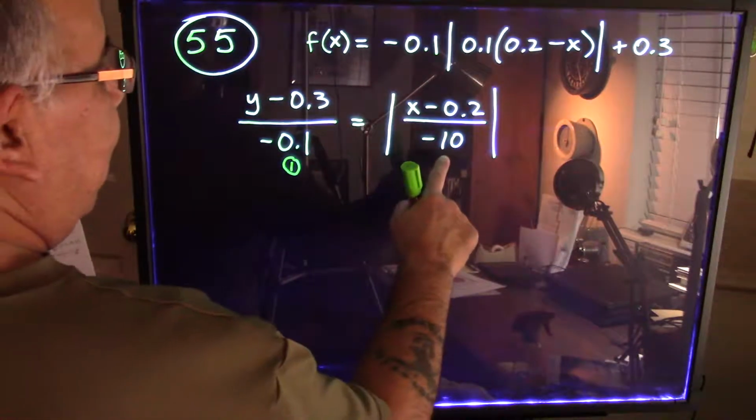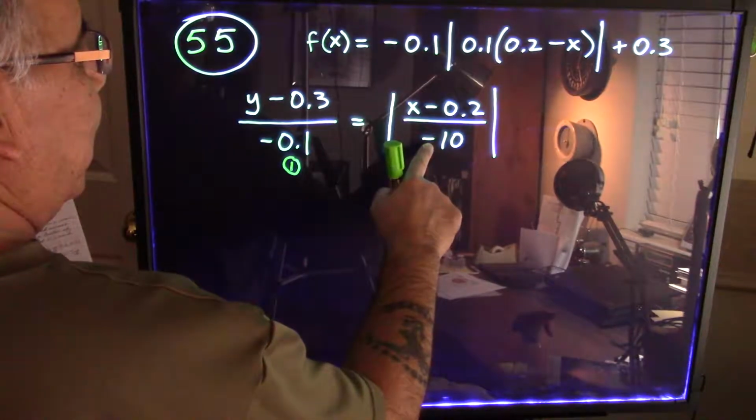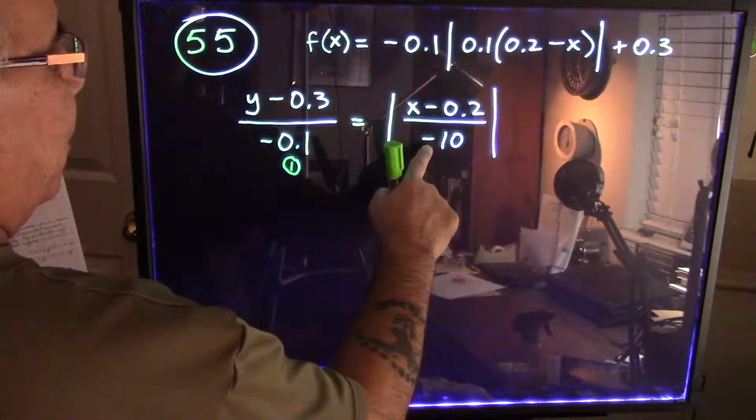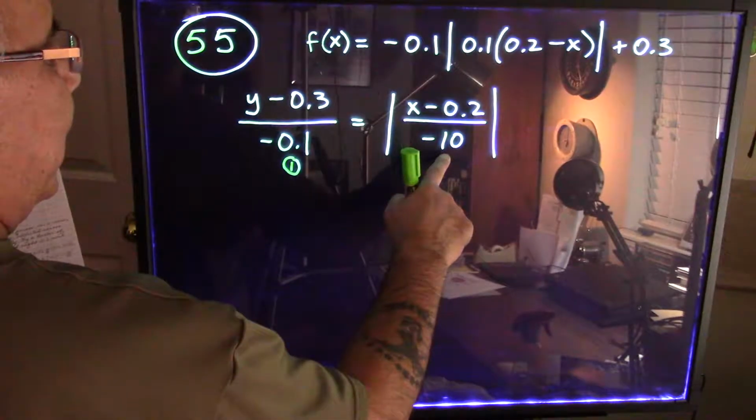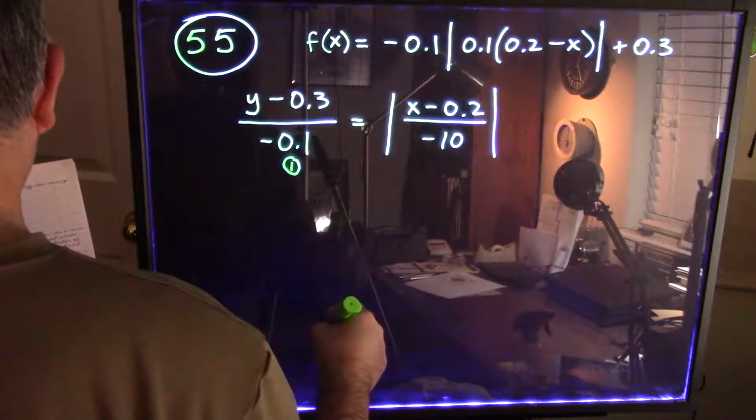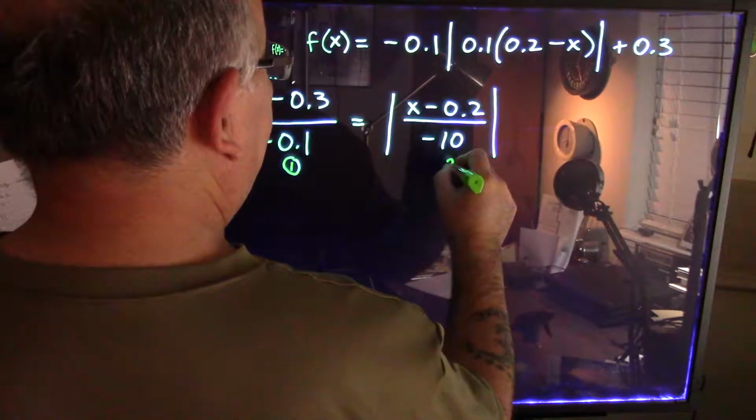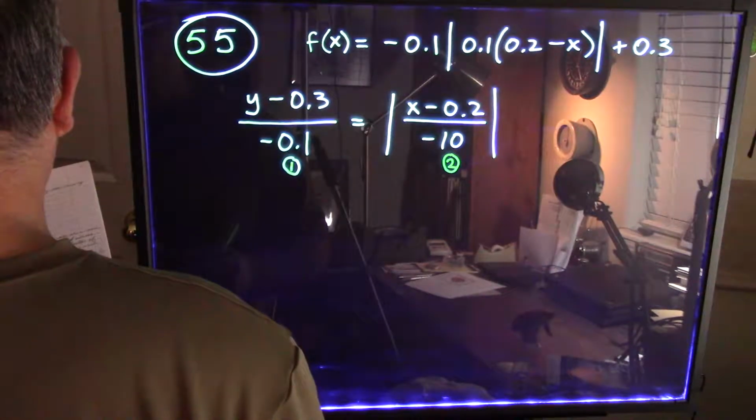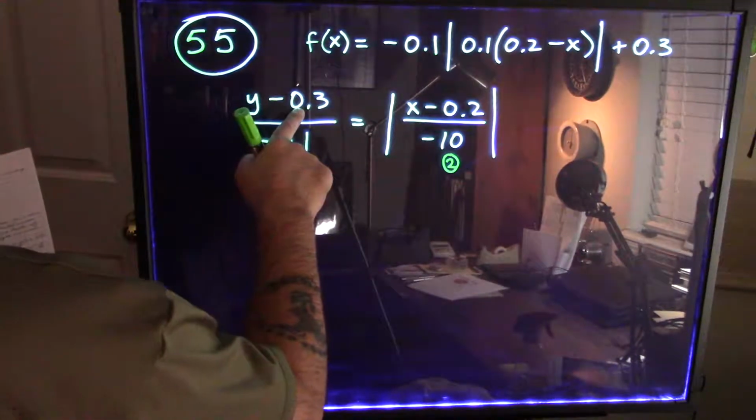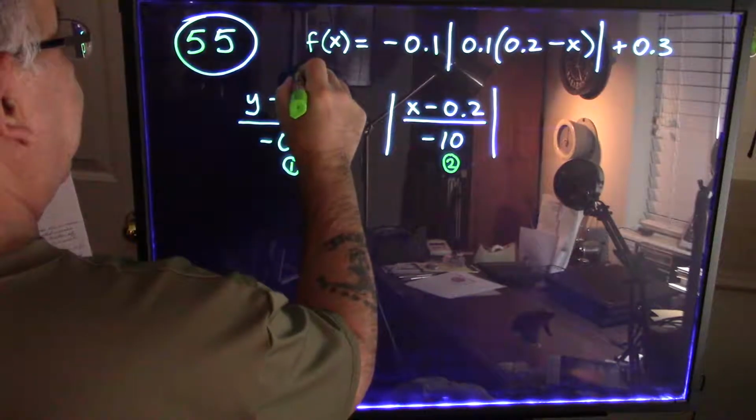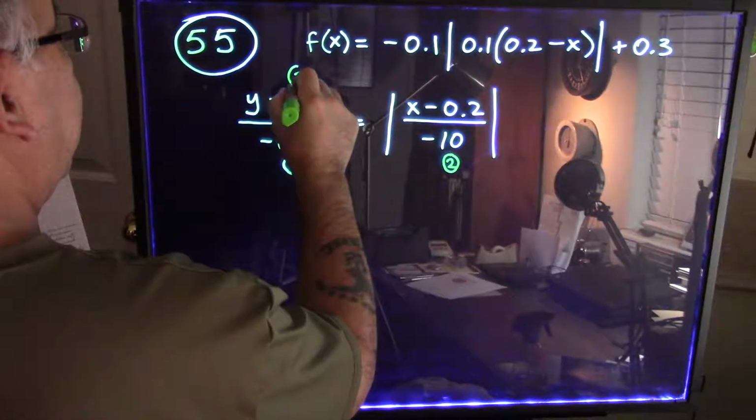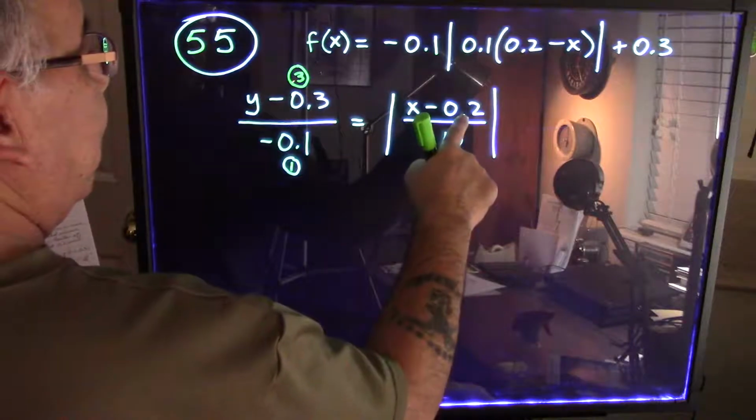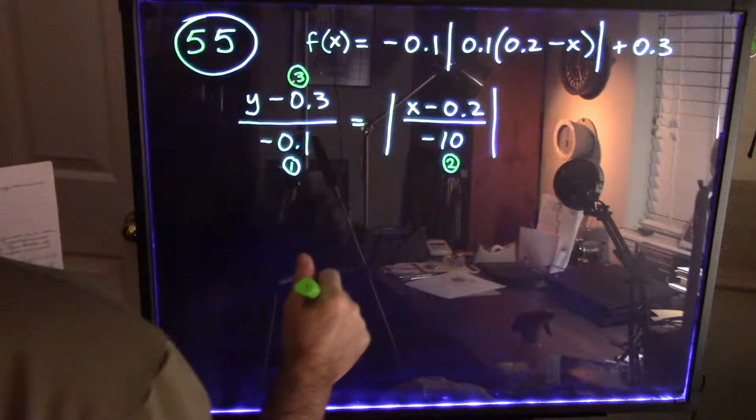And then over here you've got a reflection across the y-axis, in the same direction as the x-axis, from that negative, and also a stretching from the 10. Okay, so I'm going to call that step 2. Put that in a circle. And then let's go over here. This is a shift up 0.3 units. Alright, so I'm going to call that step 3. And we've got 0.2 shift to the right over here. So that's going to be step 4.